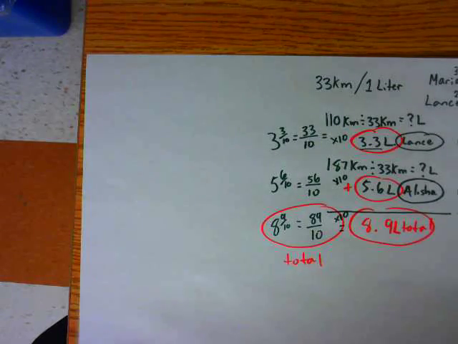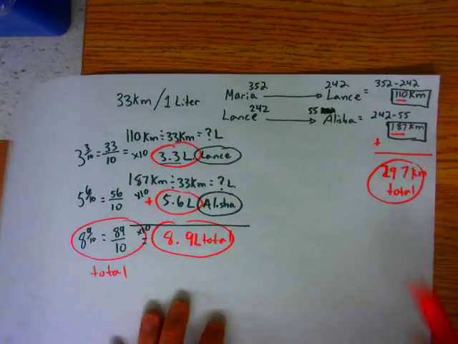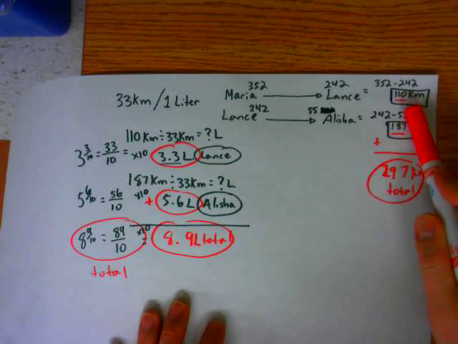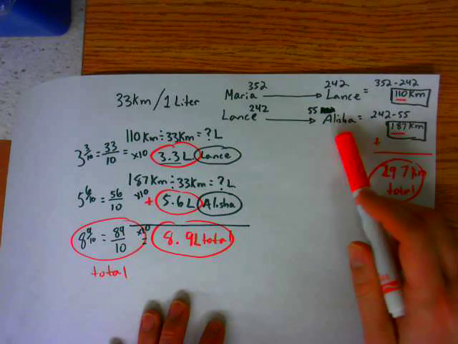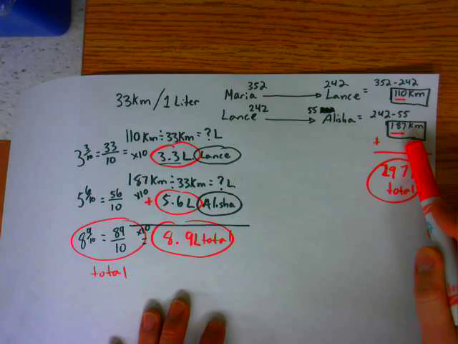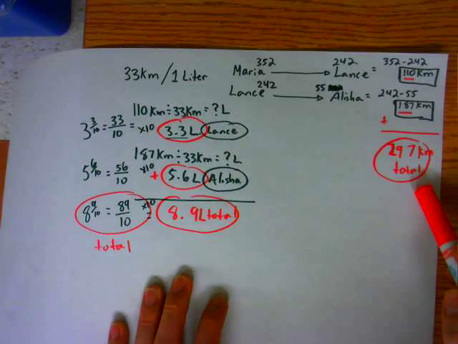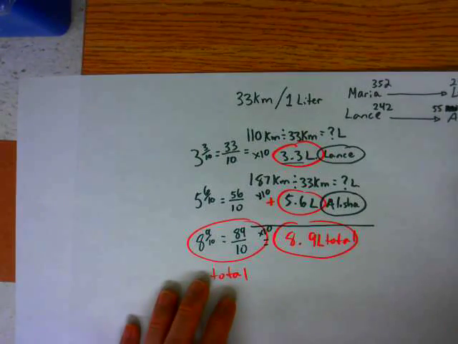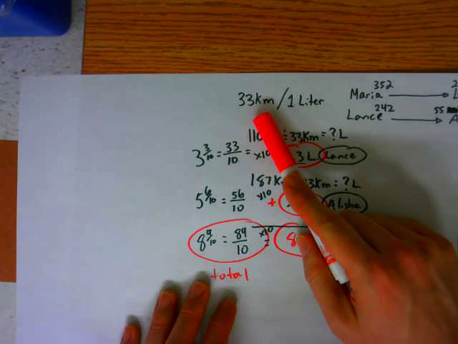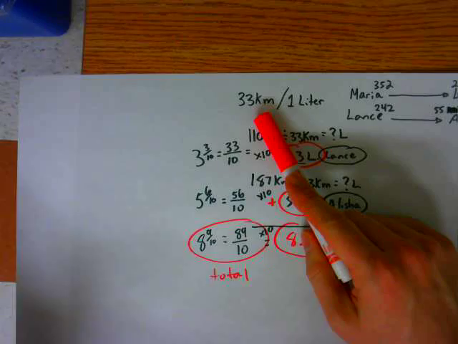So at the end of the day, here's our final information. The travel from Maria to Lance's house was 110 kilometers. The travel from Lance's house to Alicia's house was 187 kilometers. Maria traveled a total of 297 kilometers. How much gas did she use? Well, we know that she could travel 33 kilometers for every 1 liter.